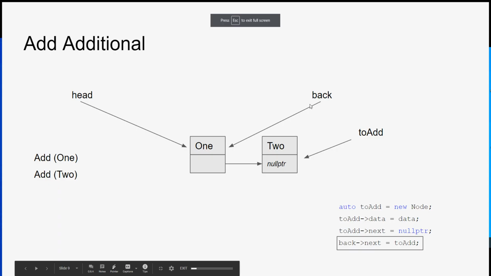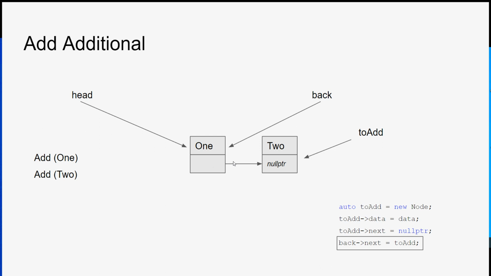Okay, so I've added my pointer in, and that's done right here with this line of code. I say back arrow next. What am I setting? I'm setting this pointer. It was null pointer. Now I need to put it so it's pointing somewhere. Where am I pointing it? Well, to my new node. So I've said back arrow next equals to add, and that will add this new pointer into our list.